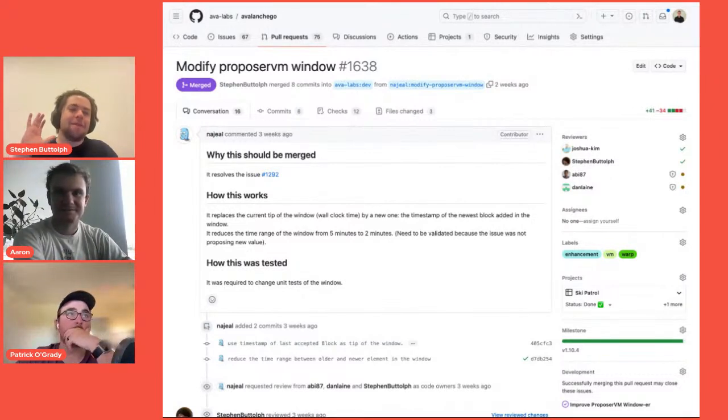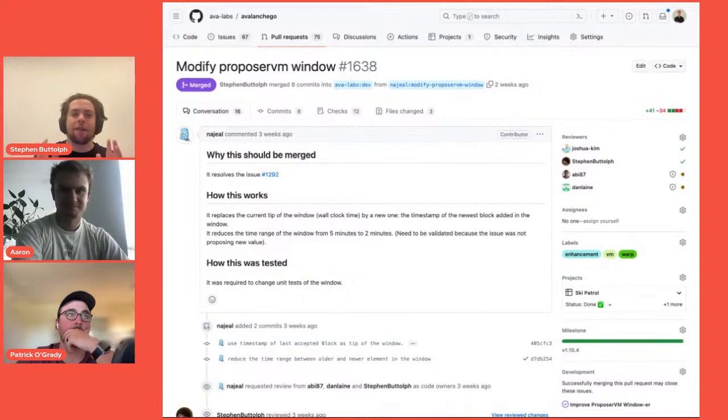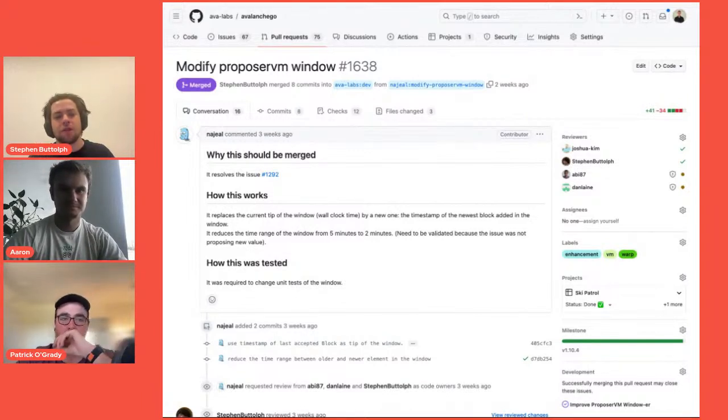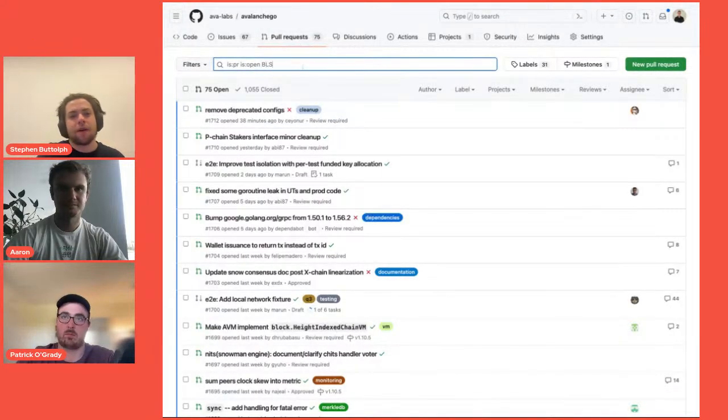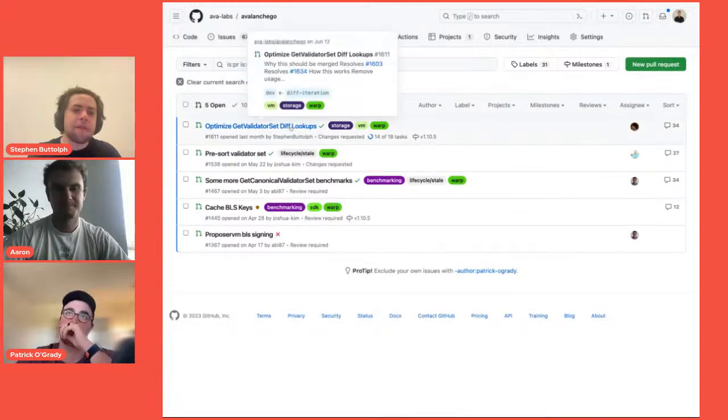But keeping on the theme of warp BLS verification, we also have another PR that's a longer standing PR around how we actually index validator height changes and public key changes on the P chain for the key diffs and weight diffs. So that PR is getting pretty close to being in an end spot. I think that at the end, benchmark, I think that's the one.